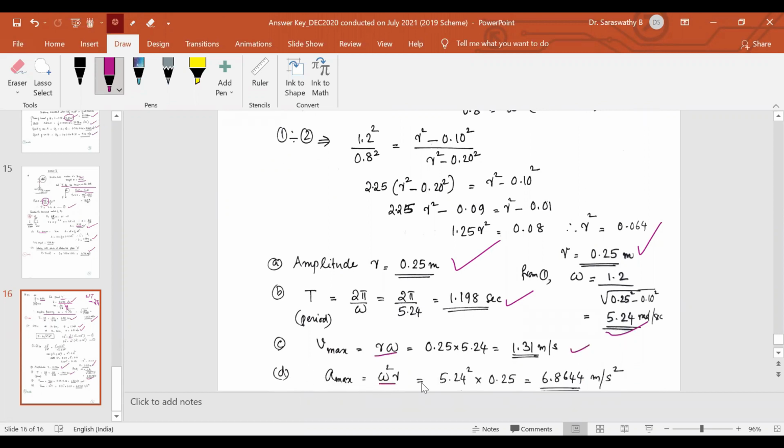Acceleration is omega square r. So this is a 9-mark question. It's also a very simple example.